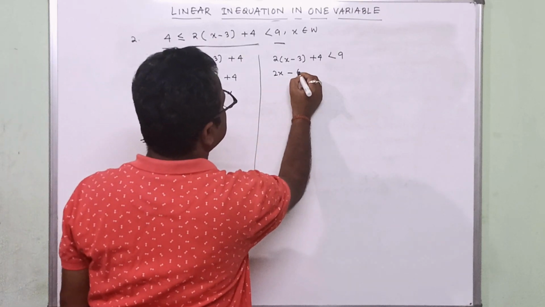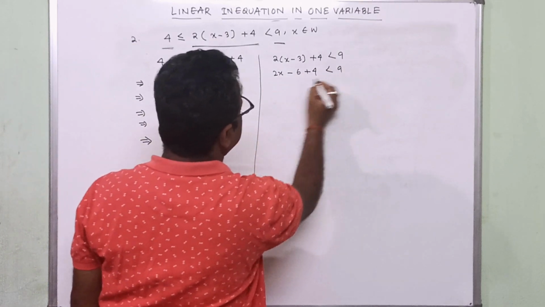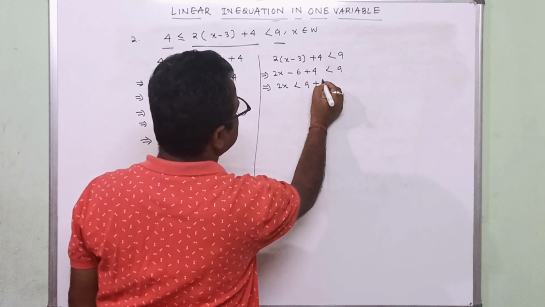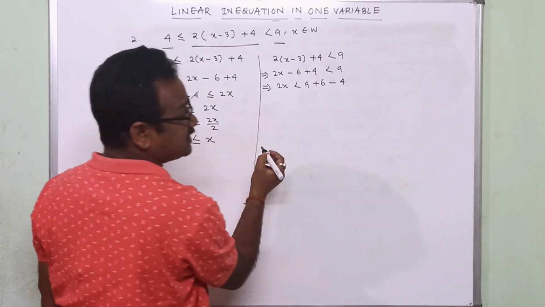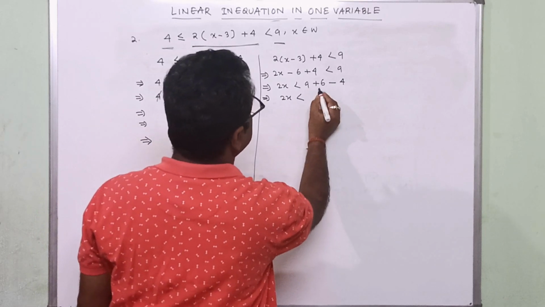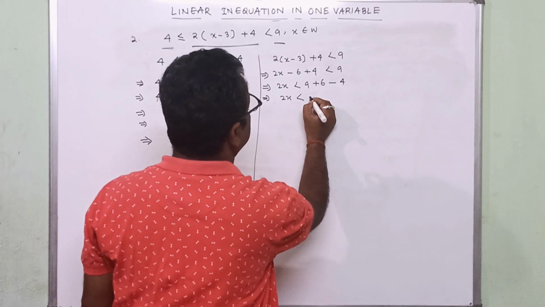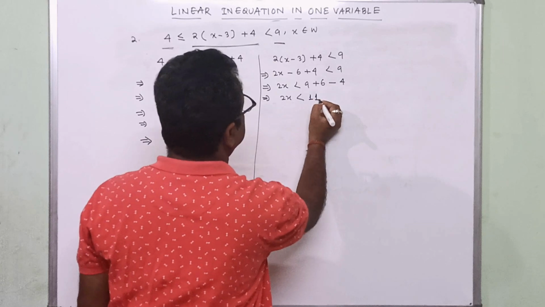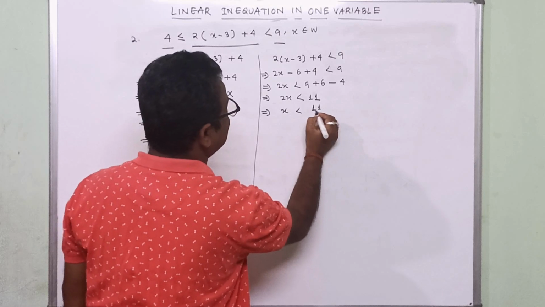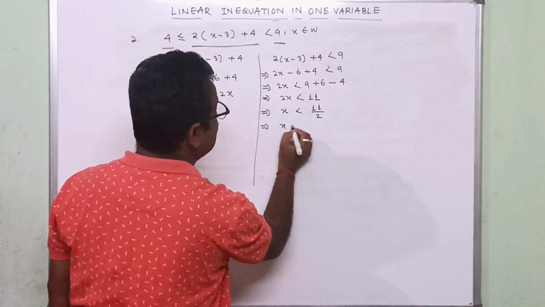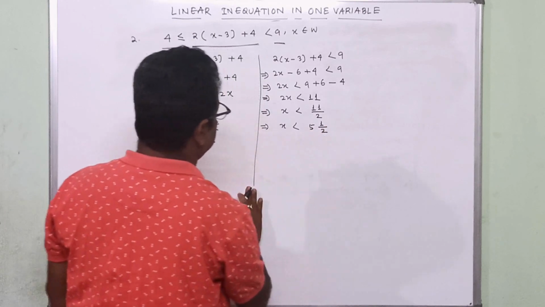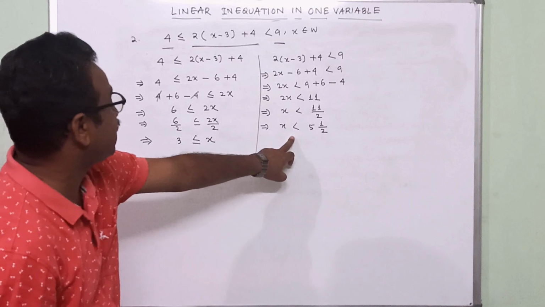Come to the next part. Here 2x minus 6 plus 4 less than 9. That implies 2x less than 9 plus 6 minus 4, by the side change, sign change rule. That is 2x less than 9 plus 6, 15, minus 4, 11. Now that implies x less than 11 by 2. That implies x less than 5 whole 1 by 2.